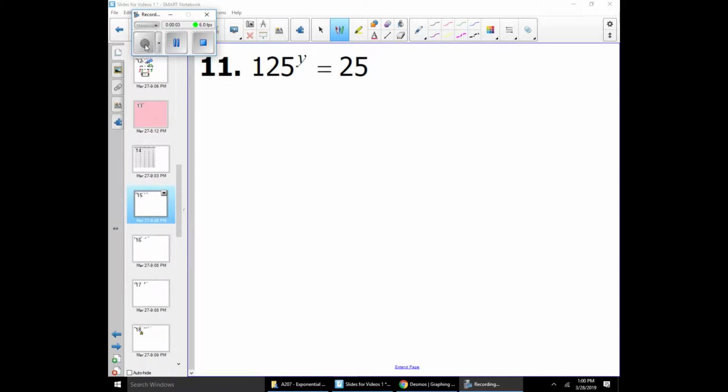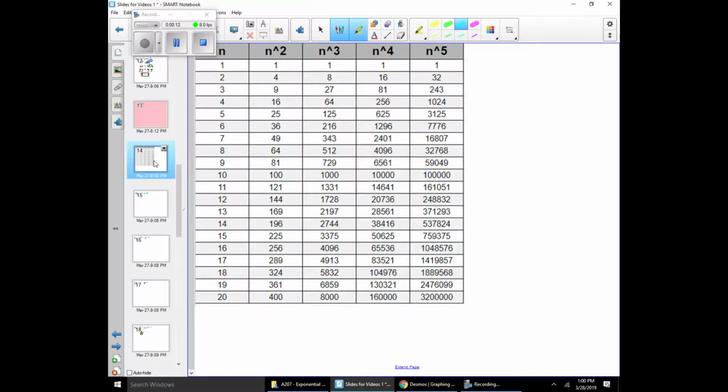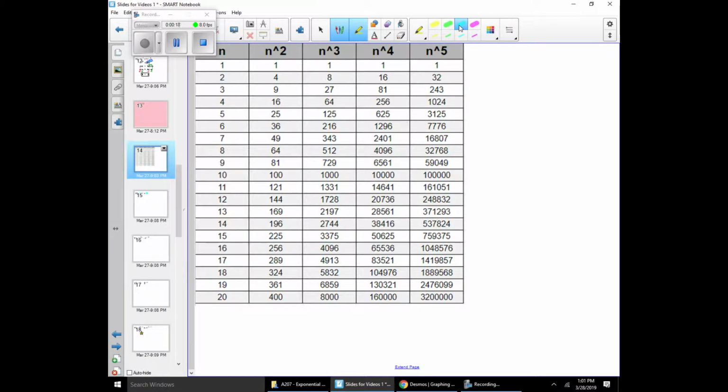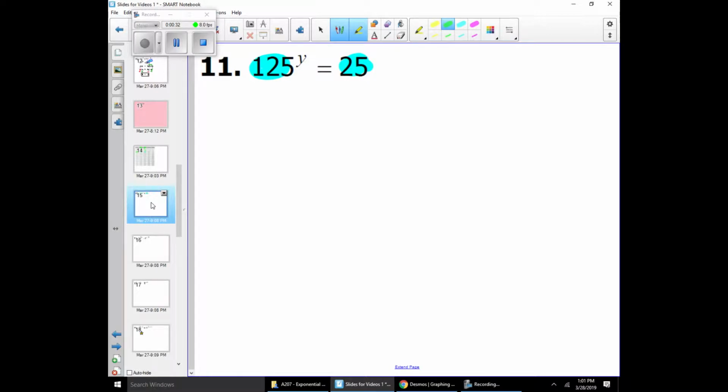So in number 11, this is where things are really going to heat up because we have bases. They're not the same, 125 and 25, and we'll actually have to do two substitutions. So 125 and 25 are both powers of 5. 25 is the same thing as 5 squared, and 125 is the same thing as 5 cubed. So we'll have to do a substitution with both the left and the right.